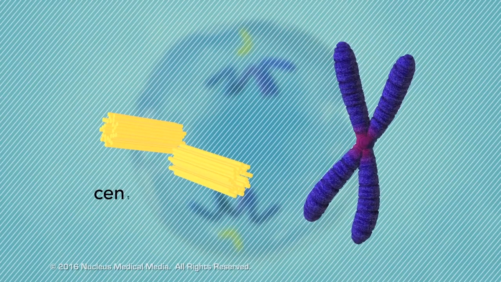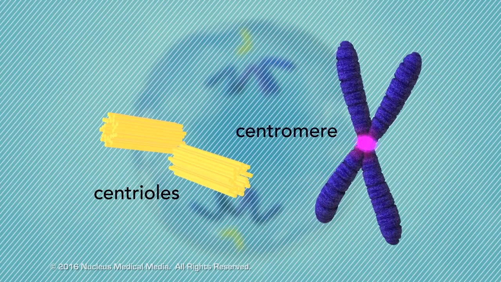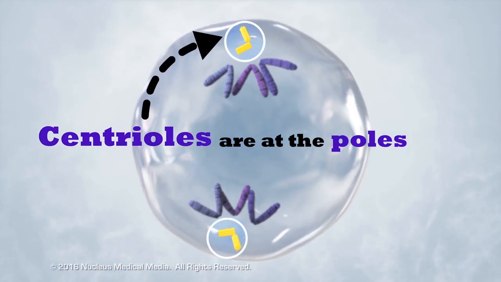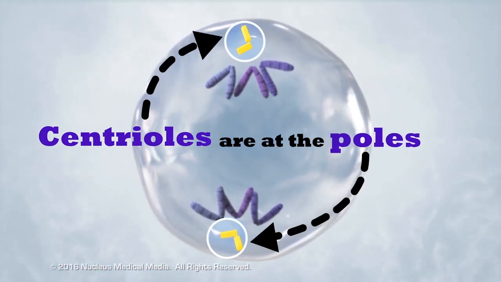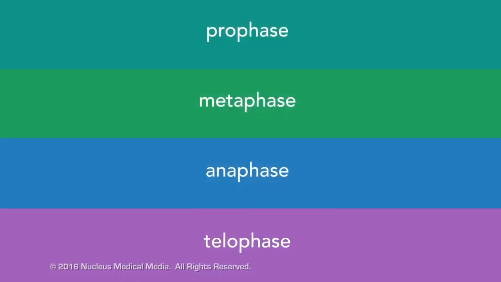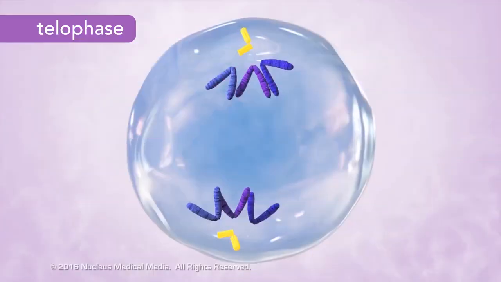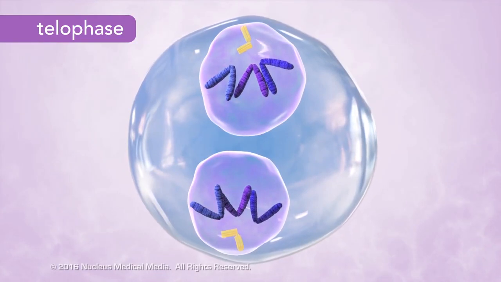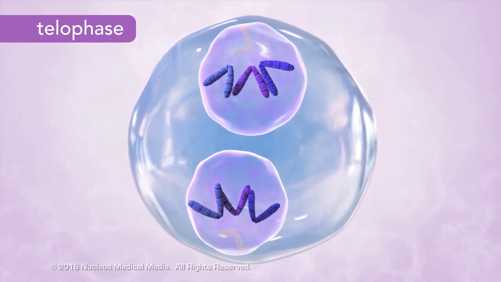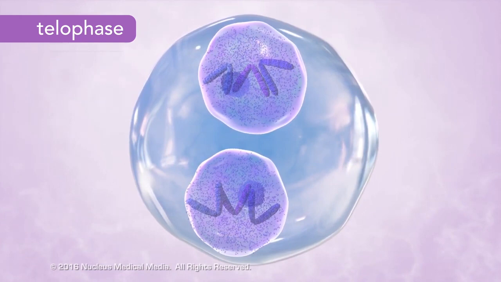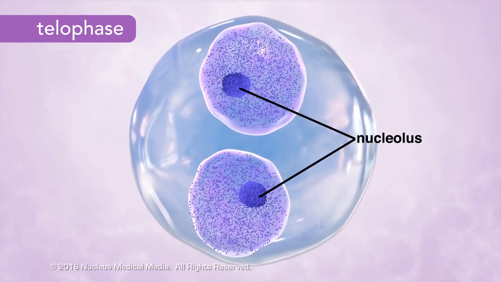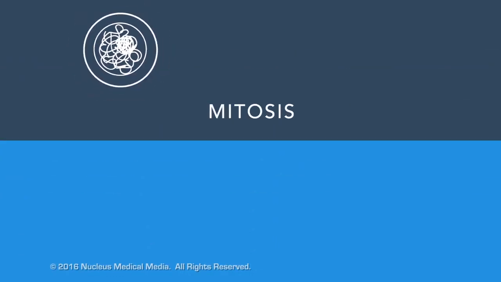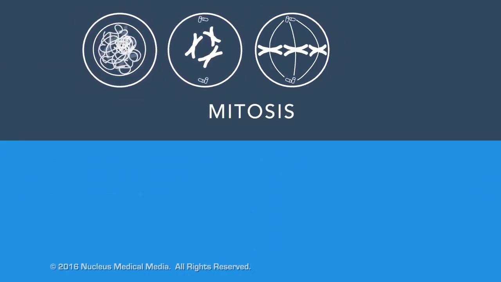It's common to confuse centrioles with centromeres, which connect chromatids. Remember, centrioles are at the poles. Telophase is the final stage of mitosis. In telophase, a nuclear membrane reforms around each set of chromosomes. Then, the chromosomes spread out into chromatin, and the nucleolus becomes visible once again. Mitosis, the division of the nucleus, is now complete.